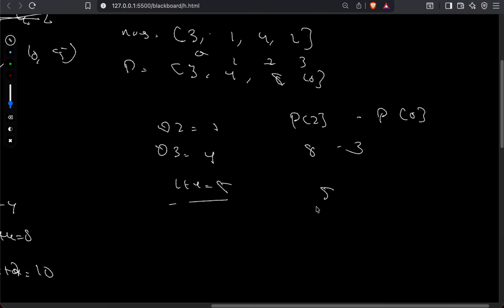So prefix of 2 is the total up to day 3, and prefix of 0 is the total up to day 1, so we subtract to get the coins from day 2 to day 3. Okay, it is clear. Now let's dive into our example that was given there.